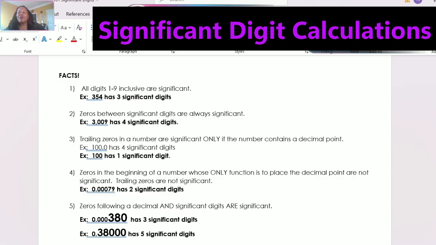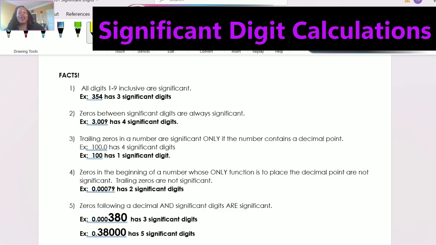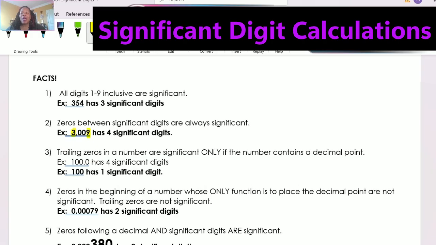Now, when you have zeros, though, the zeros is what changes the dynamic of whether or not it counts. So I just posted a video that talked about these zeros here. Zeros between significant digits are always significant. So if you have a number like 3009, well, guess what? That 3 and that 9 are going to count, yes, but also the zeros that are sandwiched in between will also count. So therefore, each of these numbers are significant, okay? So that's what we mean about significant digits with the zeros.